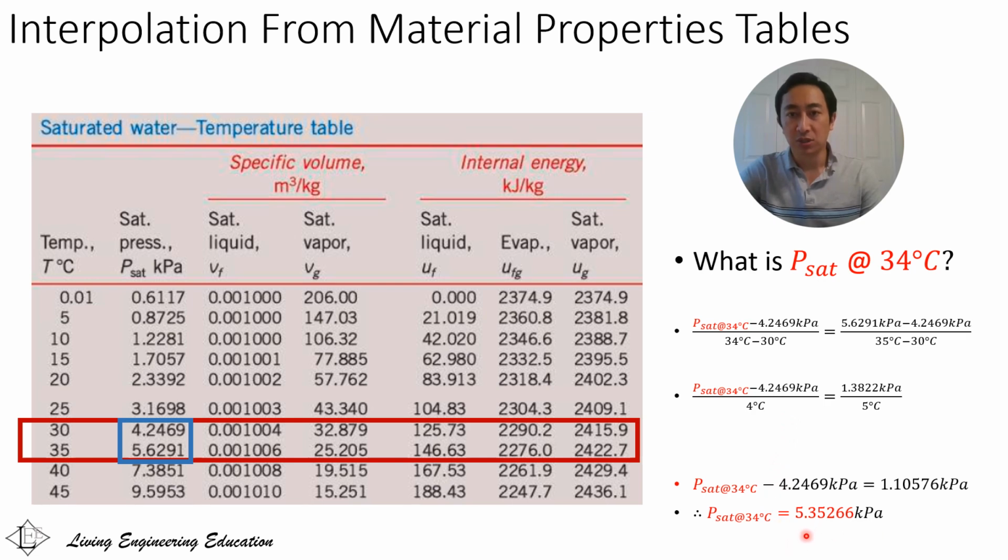And again, we can do a sanity check. We have 5.3526, and that's in between these two. At least from that perspective, it makes sense. This value is closer to 35, the saturated pressure at 35 degrees Celsius, which makes sense because 34 degrees Celsius is closer to 35 than it is to 30 degrees Celsius.